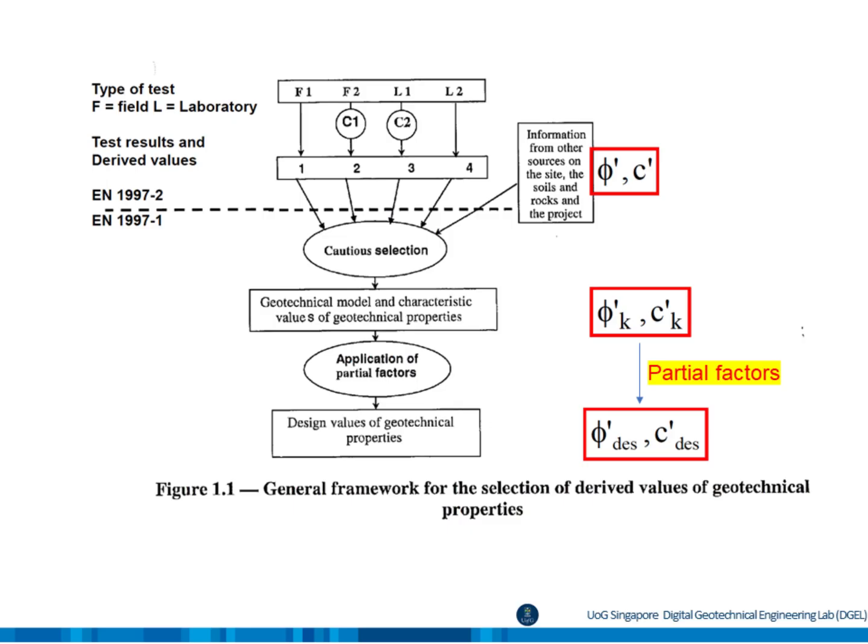This slide shows the 3 steps for soil properties in EC7 design. First, from field and laboratory tests, we obtain the soil properties. Second, we select the characteristic values as a cautious estimate of the data. Third, by applying partial factors to the material properties, we obtain the design values of the geotechnical parameters.